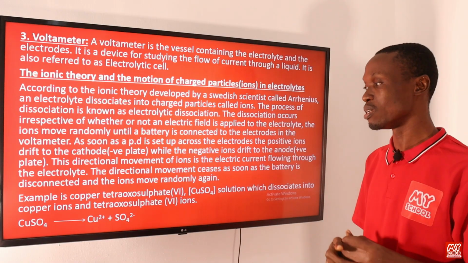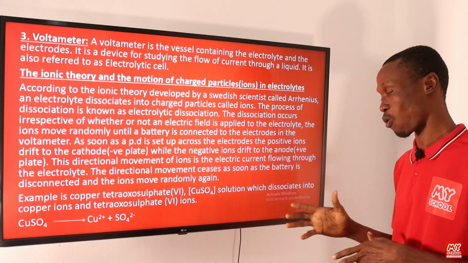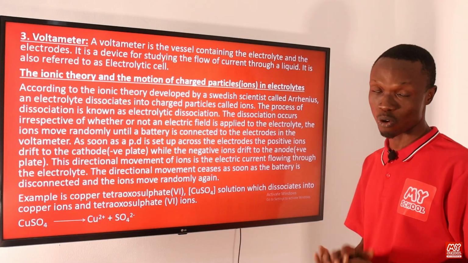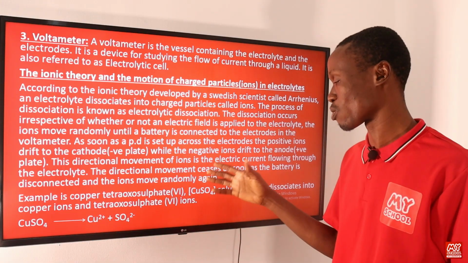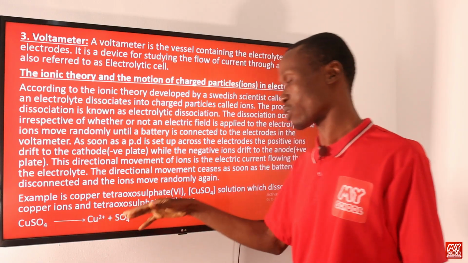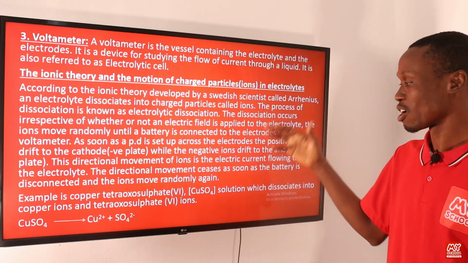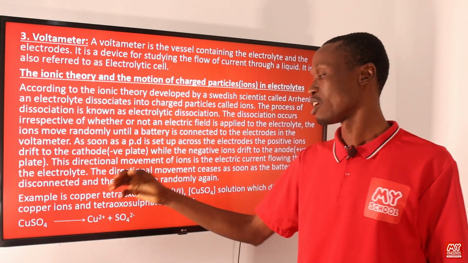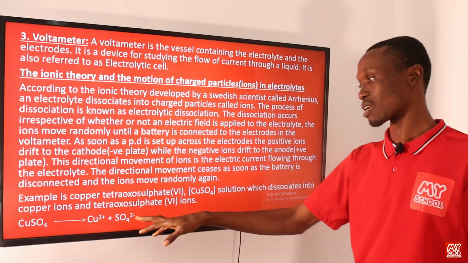An example is copper(II) sulfate, CuSO4, solution, which dissociates into copper ions and sulfate ions. This is just the chemical equation representing the electrolysis of copper(II) sulfate solution. The copper(II) sulfate solution breaks down into copper ions and sulfate ions.